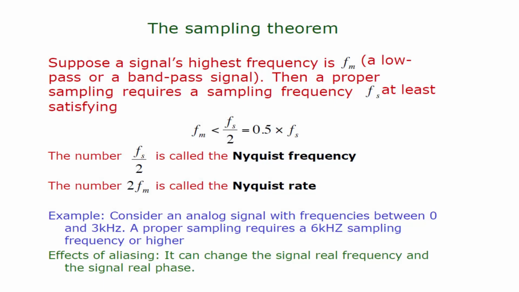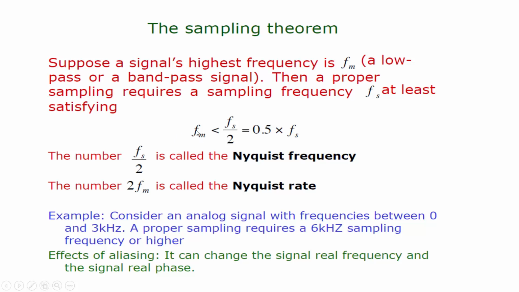Today, I will discuss the sampling theorem and also the process of digital to analog conversion. Now, the sampling theorem says that suppose a signal's highest frequency is FM. It can be either a low pass signal or a band pass signal. Then a proper sampling requires a sampling frequency Fs, which has to satisfy this condition.